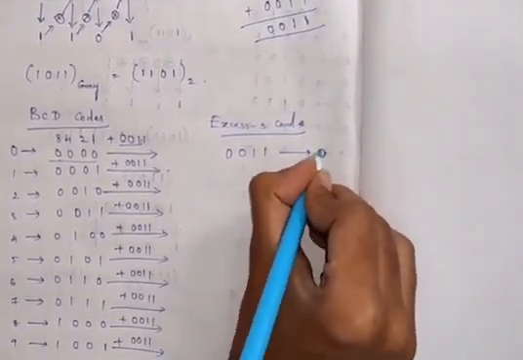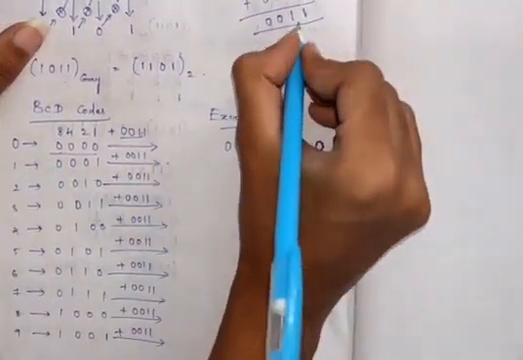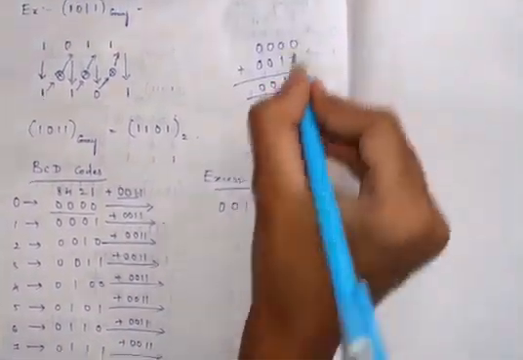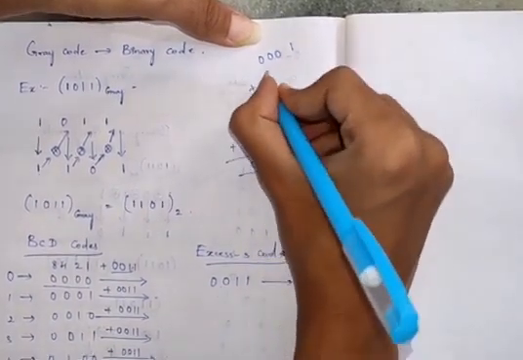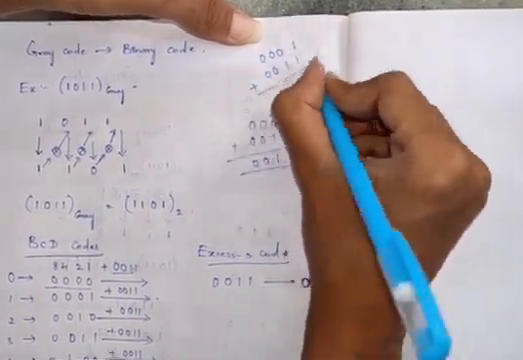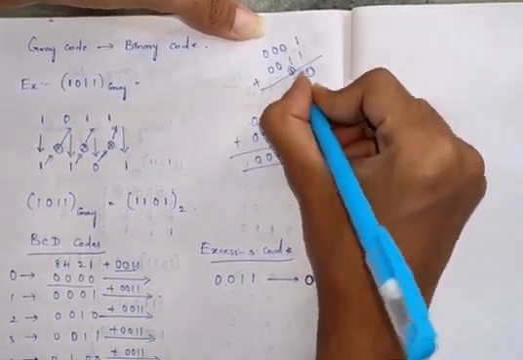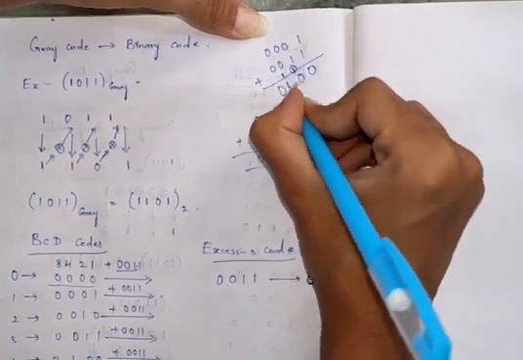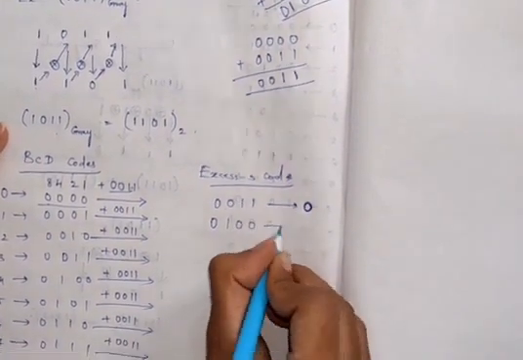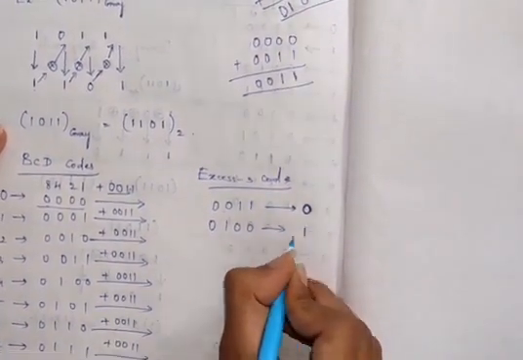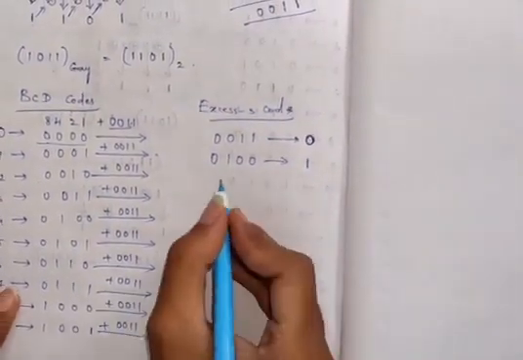This is decimal number 0 in XS3 code. Next is 0001 plus 0011. 1 plus 1 is 0, carry 1. 1 plus 1 is 0, carry 1, and so on. This gives 0100. This represents decimal number 1 in XS3 code. Similarly, all of these we can write by natural addition.